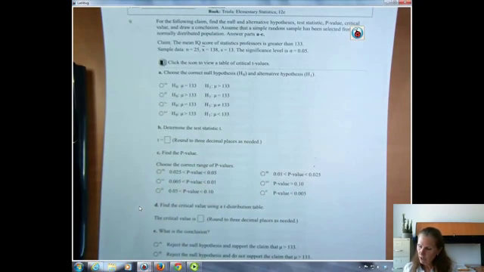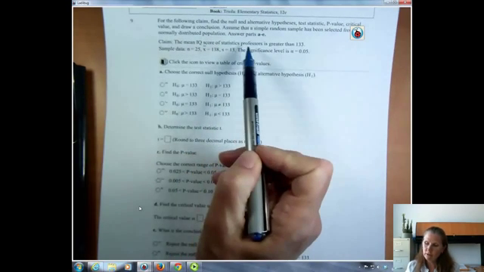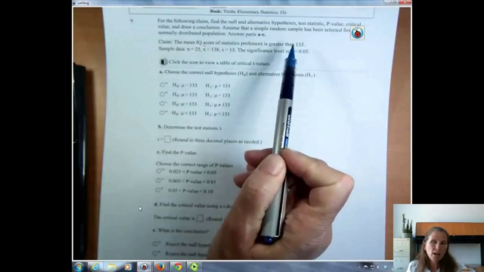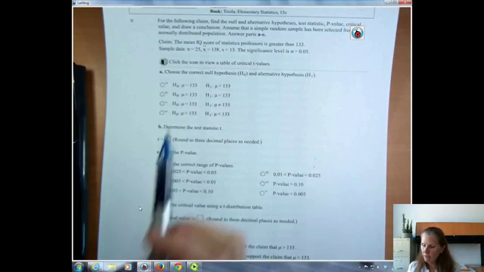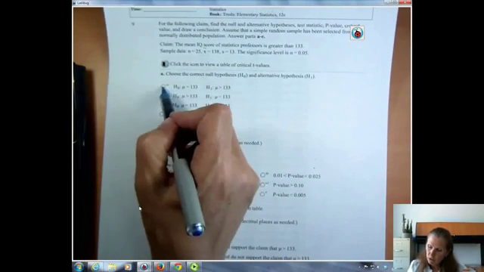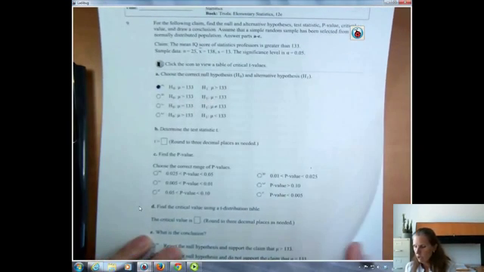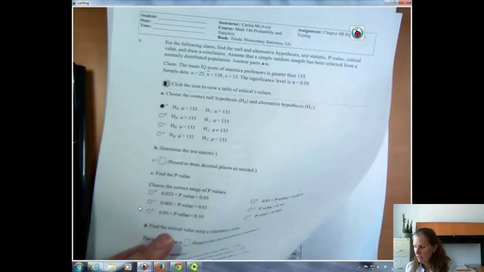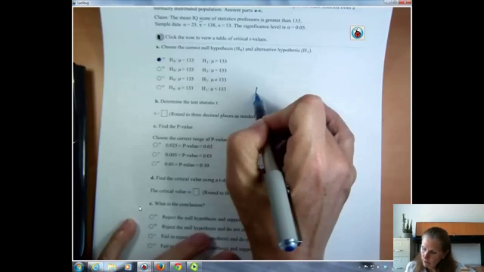Okay, choose the correct null hypothesis. The claim is that the mean IQ score of statistics professors is greater than 133. How nice when they do that, right? They claim that it was greater than, that's our alternative hypothesis, and as always, we have equal to for our null hypothesis, so there we go. Sweet. Do you remember the formula for the test statistic? Maybe you do, and maybe you don't. I do. So we're going to be good for that.